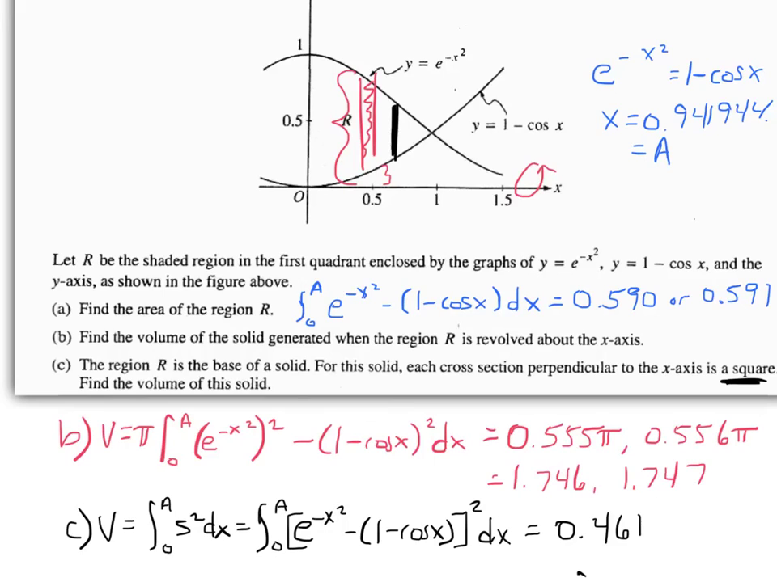Now take note at how similar the integrands are and how a slight change completely changes the whole problem. For part A, we've got the difference between the functions. That gives us the area. For part B, we've got this coefficient, but then we've got the outer radius squared minus the inner radius squared. And then for part C, we've got the difference squared because that would be the side of a square, and the area is side squared.